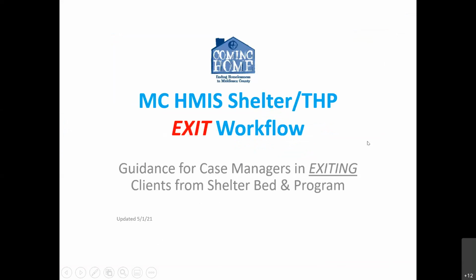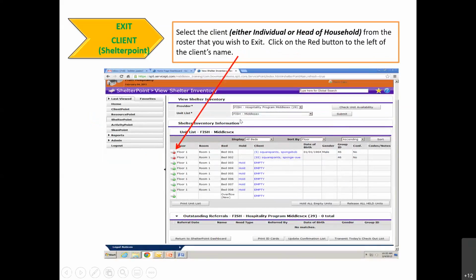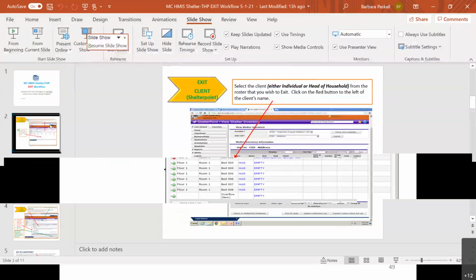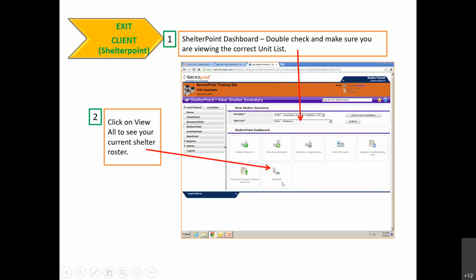This is for shelters and transitional housing, to get them out of those beds properly. The very first thing you do is enter data as and choose the correct program. Then you go into Shelter Point and look at your dashboard. Make sure it has the right provider, which it will if you entered data as properly. Then you click View All to see your current shelter roster.